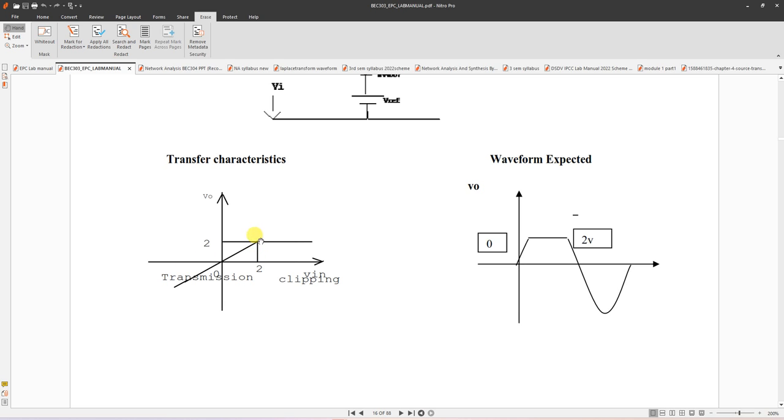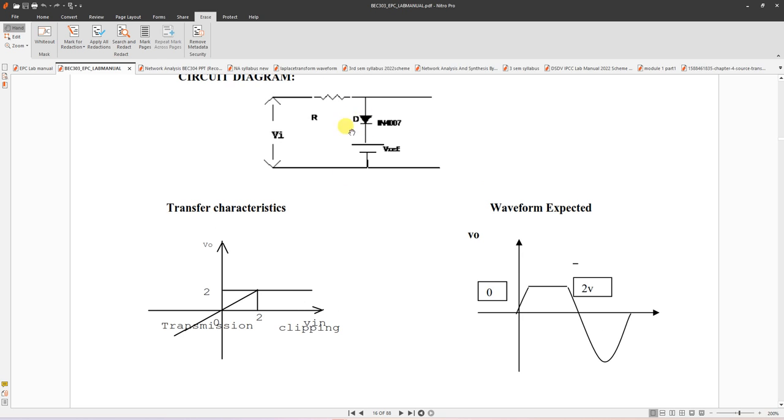Below this, output is following input. For above 2 volts, output is not following, but remains constant at 2 volts. How did we get 2 volts? It is nothing but diode drop plus reference voltage. So now let us verify this output.